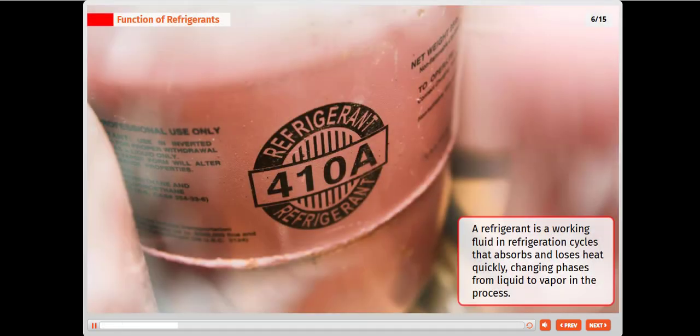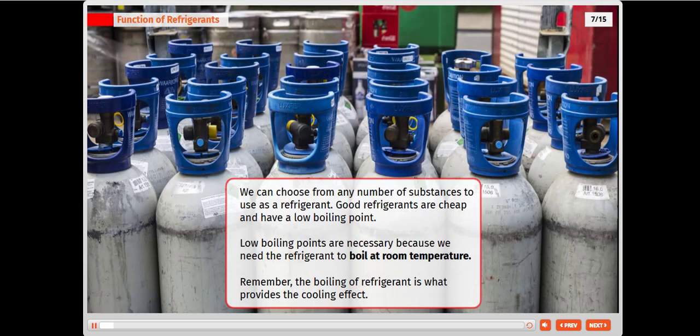A refrigerant is a working fluid in refrigeration cycles that absorbs and loses heat quickly, changing phases from liquid to vapor in the process. We can choose from any number of substances to use as a refrigerant. Good refrigerants are cheap and have a low boiling point. Low boiling points are necessary because we need the refrigerant to boil at room temperature. Remember, the boiling of refrigerant is what provides the cooling effect.